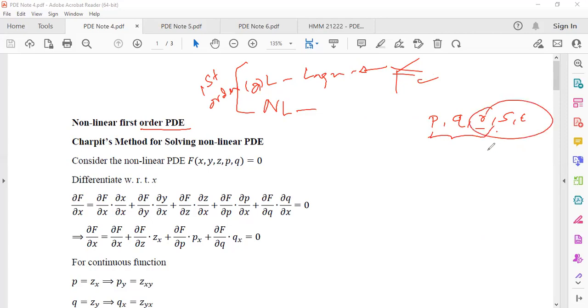So R, S, T are second order, and these two, P and Q, are the only first order. These are Z_x, Z_y, and Z_x squared, Z_y squared, something like that. So we are still in the first order. In our equation you can see this is a nonlinear PDE which has x, y, z as well as p and q only, no r, s, t. So write down this question: consider the nonlinear PDE f(x, y, z, p, q) = 0.